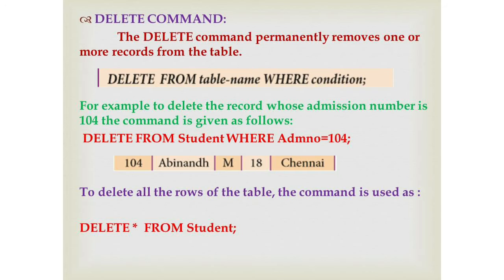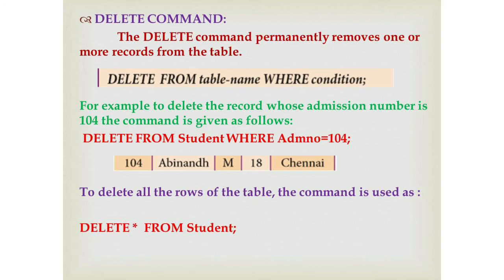The second command is the delete command. This delete command permanently removes one or more records from the table. By seeing the name itself, we can know that the main use of this delete command is to remove one or more records from the table, right? It removes the entire row, not the individual field. Once you give the command delete, it will delete the entire row itself. So no field argument is needed here.